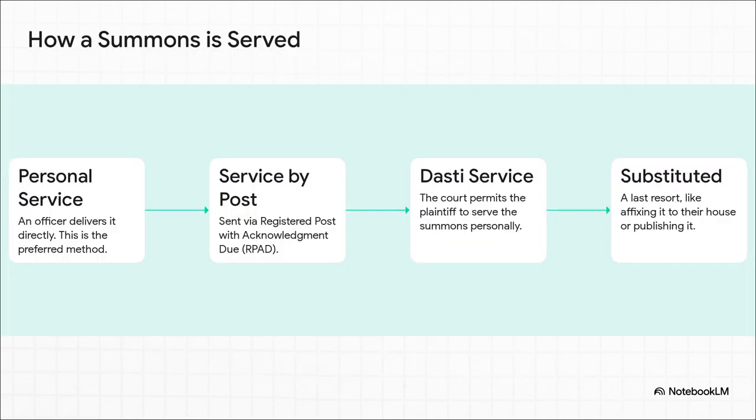Because this is so important, the court has a whole playbook for making sure the summons gets delivered. The gold standard is personal service. An officer of the court hands it to the defendant directly. Can't beat that. If that's not possible, they'll try sending it by registered post. Sometimes, to move things along, the court might even let the plaintiff deliver it themselves. And if it really seems like the defendant is dodging and weaving, trying to avoid being served, that's when the court can authorize what's called substituted service, taping it to their last known address or even publishing it in the newspaper. The goal is simple: leave no stone unturned to make sure they know.